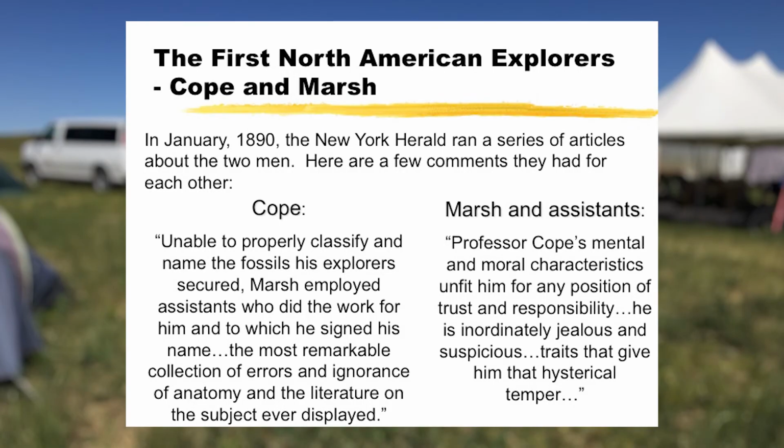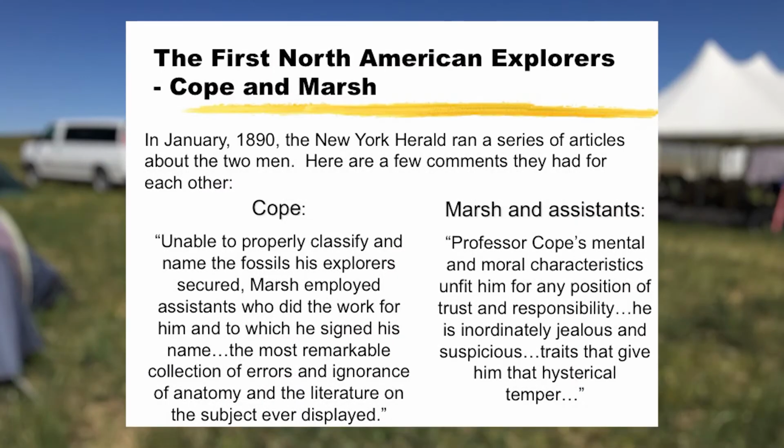In January 1890, the New York Herald ran a series of articles about the two men. It was actually precipitated by Cope, who wanted to undo Marsh by revealing some of his more unsavory characteristics, but the newspaper was too hot on this issue to just show one side, so they went for both sides. So they said Cope was unable to properly classify and name the fossils his explorers secured. Marsh employed assistants who did the work for him, to which he signed his name. The most remarkable collection of errors and ignorance of anatomy and literature on the subject ever displayed. That's what Cope said about Marsh.